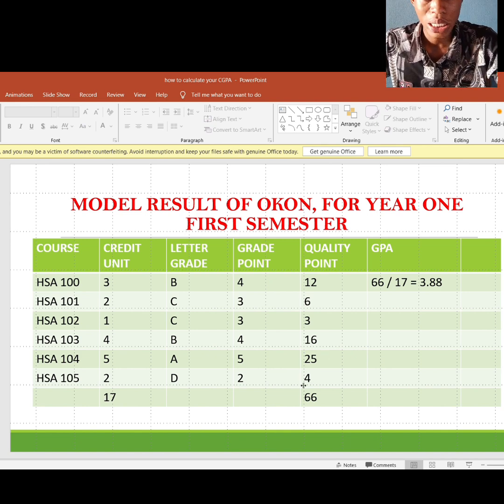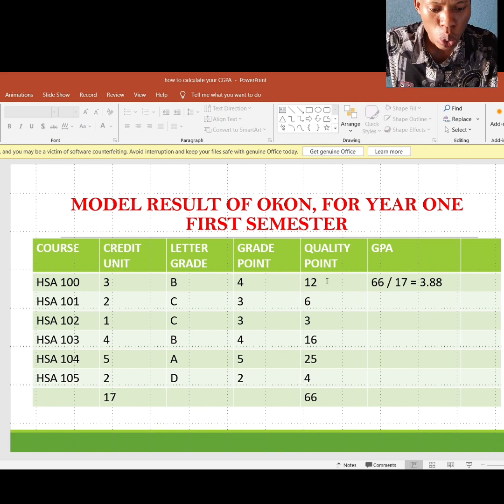Now you've gotten the quality points. Now what do you do next? You add up all these quality points together. So you add up all these quality points and we got a total of 66 here, right? You get a total of 66.